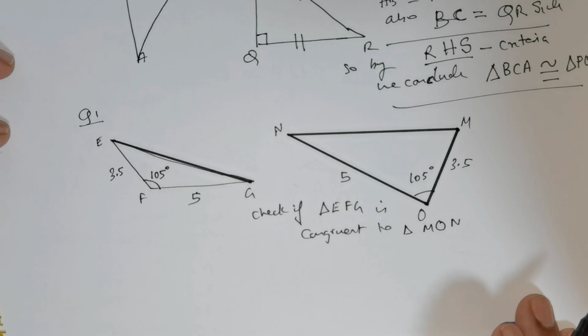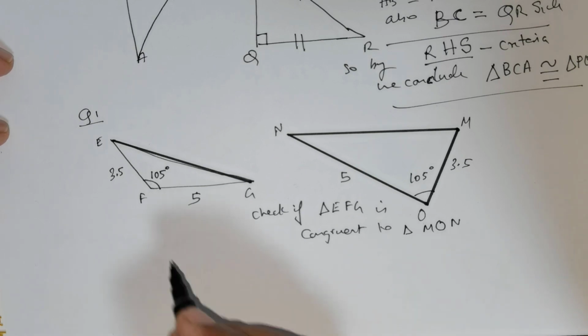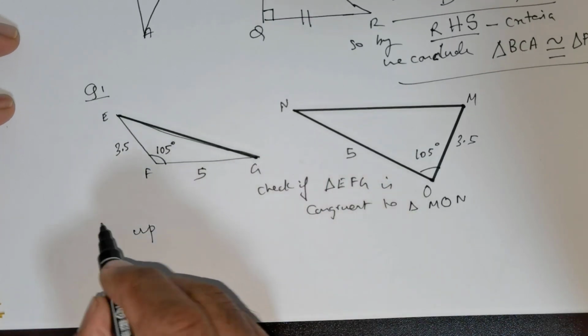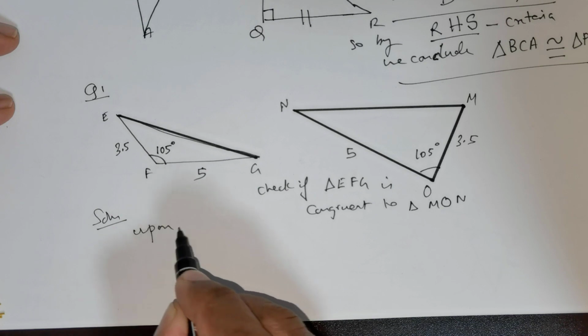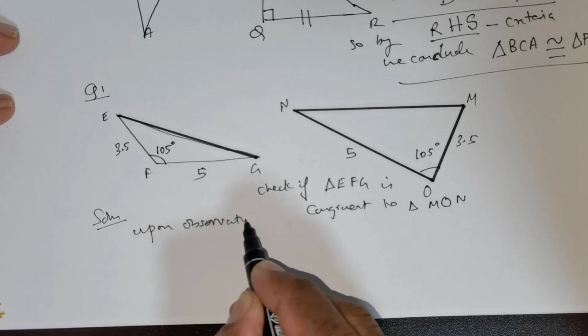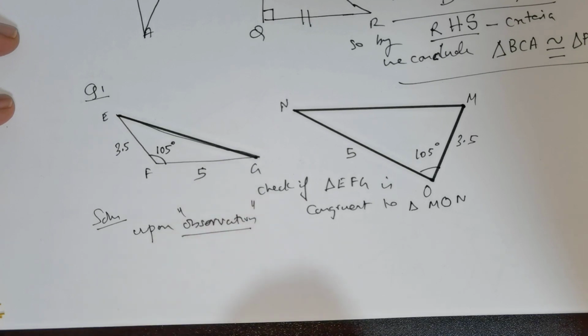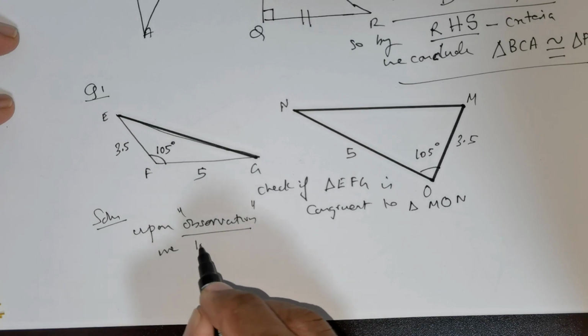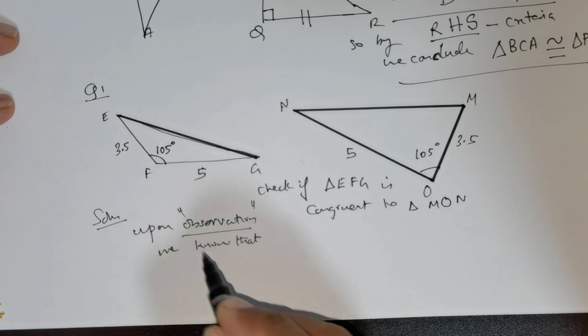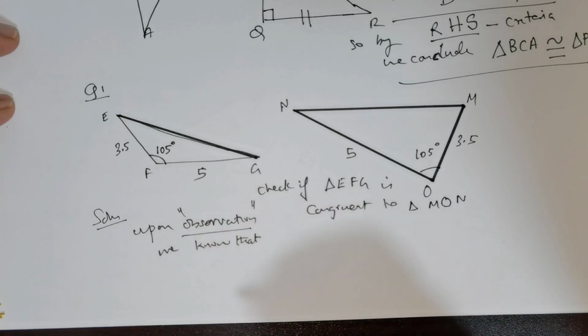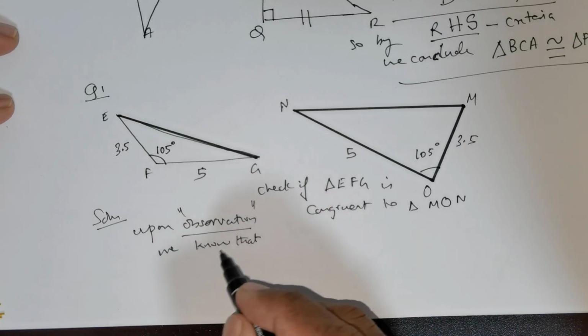So what are we going to do? We will have to include the criteria that we have studied, right? So we will have to justify by what. So that is a key part in this. Now, upon observation, this is the way you need to write the solution. So upon observation, right? This is a scientific approach, this particular terminology. So upon observation, we know that. So what do we know? Instead of saying we know that, you can use your vocabulary that you would like.